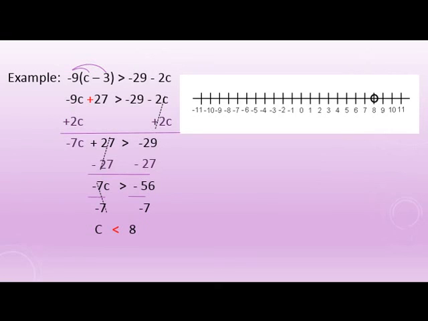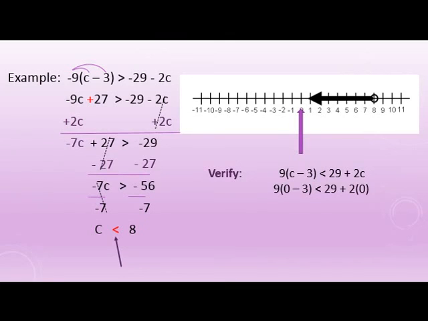Now let's check our answer. Choosing any number to put into the equation, again, I like the number 0. Putting 0 in for c, I get negative 9 times negative 3 is less than 29? Is negative 27 less than 29? Yes. Negative 27 is less than 29. My answer checks out.